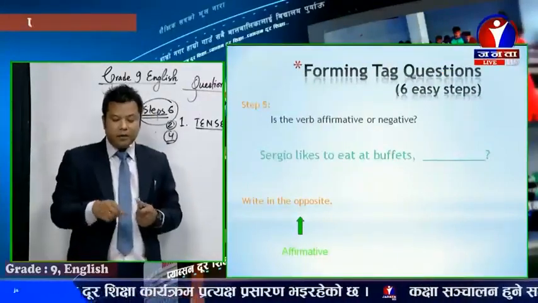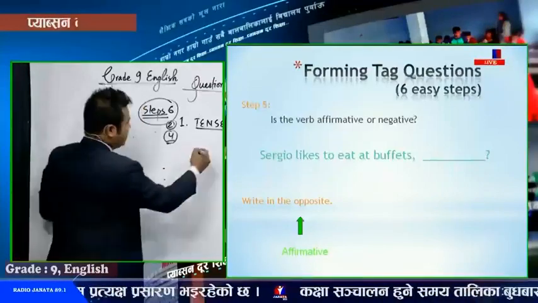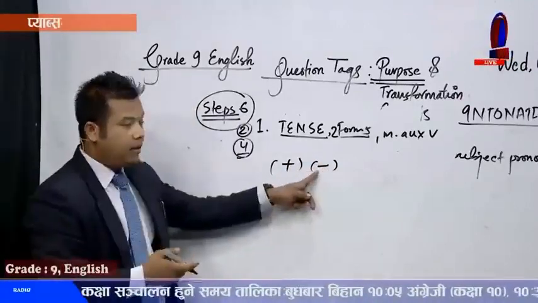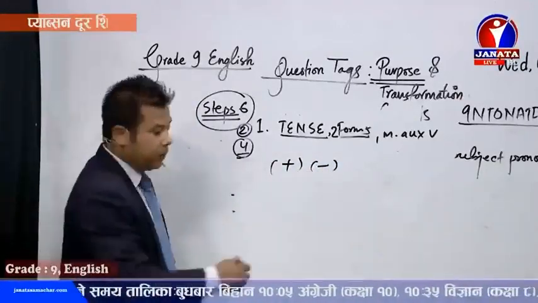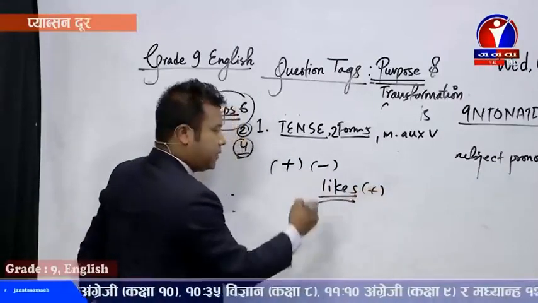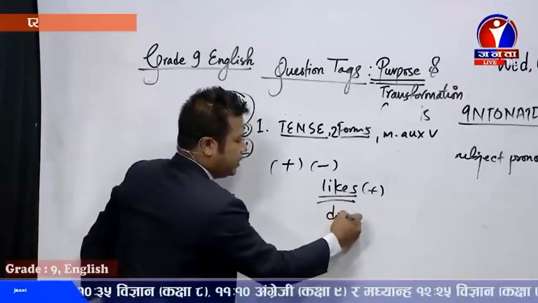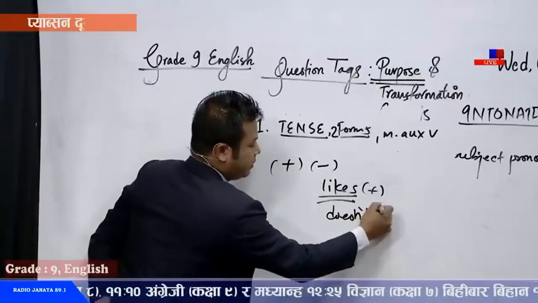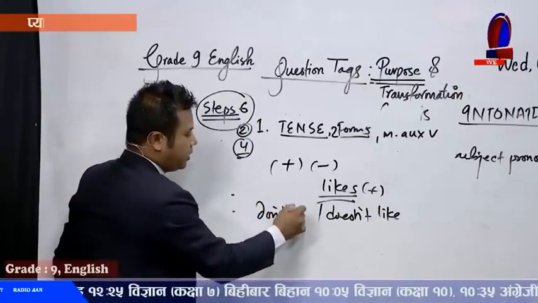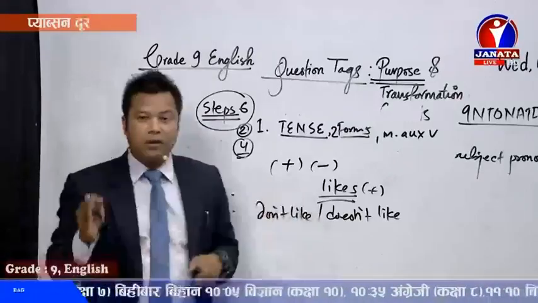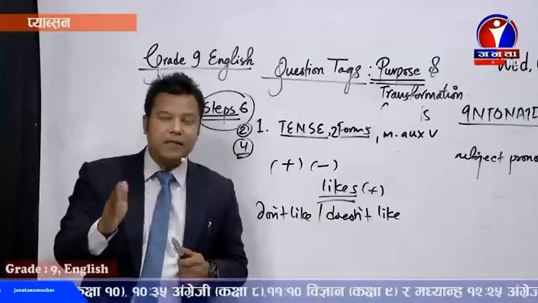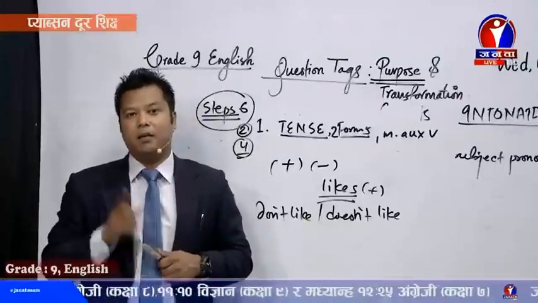Now, if you move on, step 5: is the verb affirmative or negative? The concept is positive and negative. Positive is affirmative, negative is minus here. So what is the verb? Here in the example, likes is a positive verb. If I use it negative, I might use doesn't like, or if I'm using a plural subject, don't like. So that's the concept of positive and negative. Ultimately, the rule that we know is: positive statement, negative tag; negative statement, positive tag.